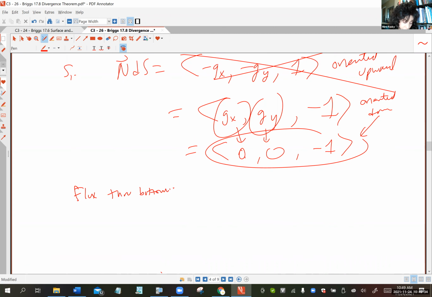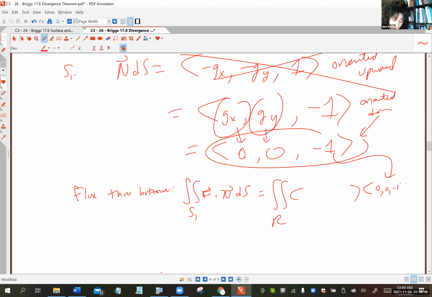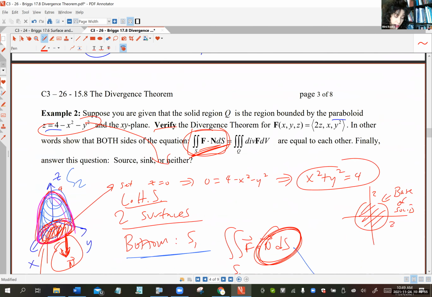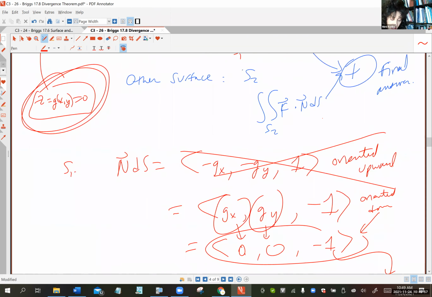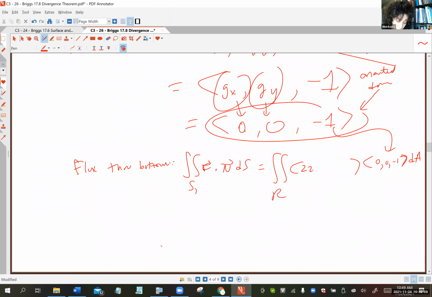The flux through the bottom, I'm going to go in slow motion here, but write down fast. You've got F dot product with n dS. So when you turn this into a regular integral, yes, you're going to do the dot product, and you're going to take this 0, 0, negative 1 because we needed it oriented down in order to be oriented out. Now our vector field here is 2zx and y squared, but we have a little bit of a problem here. Does anybody see it? We have a z. Very good.